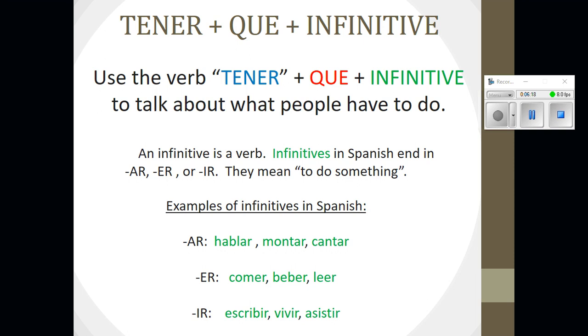Okay, the next one asks us, what do infinitives end in? Well, if you notice here, it tells us that infinitives end in AR, ER, or IR, and there are examples below. We'll go through those in just a minute, so make sure you fill in what infinitives end in on your note guide. It wants 3 examples of each. So 3 examples of AR infinitives would be hablar, montar, cantar. ER examples would be comer, beber, leer. And IR examples, escribir, vivir, asistir. Pause the video and fill in the last part of part D of your note guide.